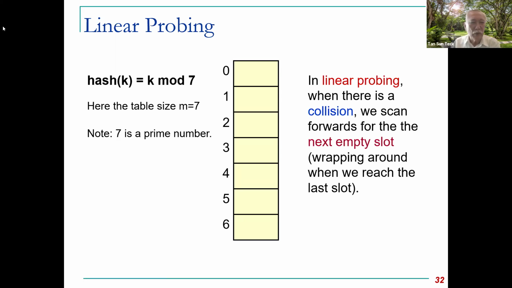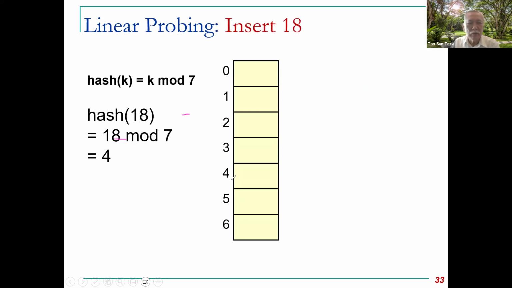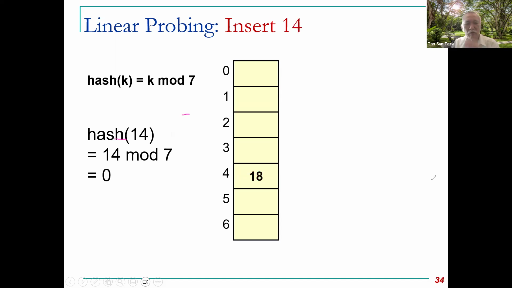For example, this is a table that has only 7 values, so m is equal to 7. We note that 7 is a prime number, very close to 2 to the power 3. Let's say we have this table, and now we want to hash 18. 18 mod 7, because the table size is 7, is equal to 4. So we just insert 18 into location 4. Next, we want to insert 14. 14 mod 7 is equal to 0. You go to 0 and it is empty, so you just put it there.